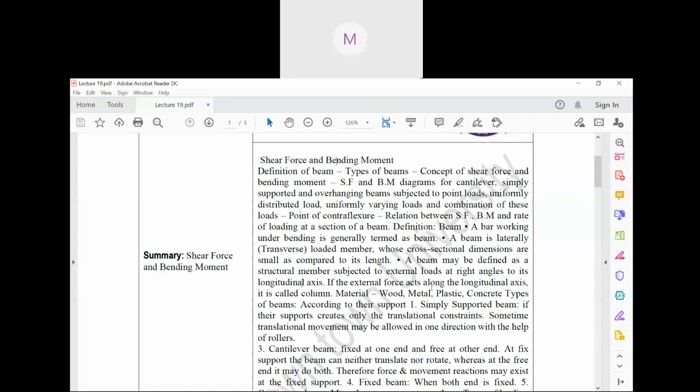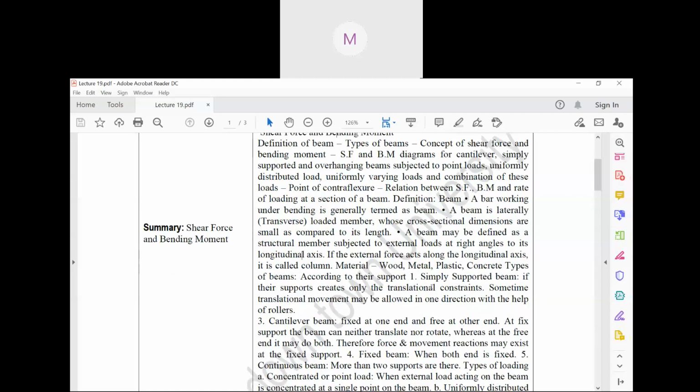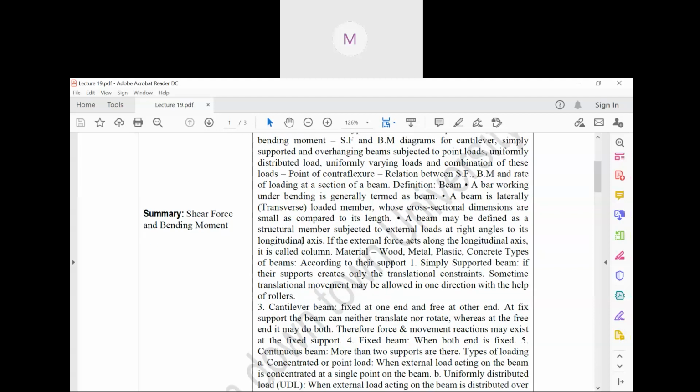Now in a beam, what happens is that the load acts only in what? Perpendicular to the beam. That means what? Suppose this is a beam. So the load will act, in most cases, perpendicular.